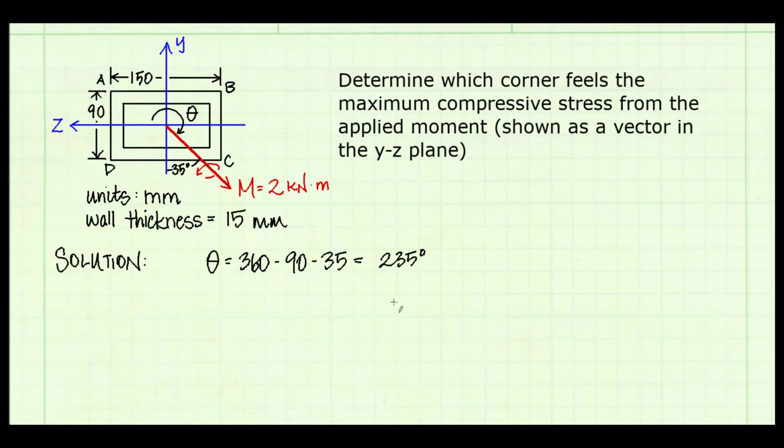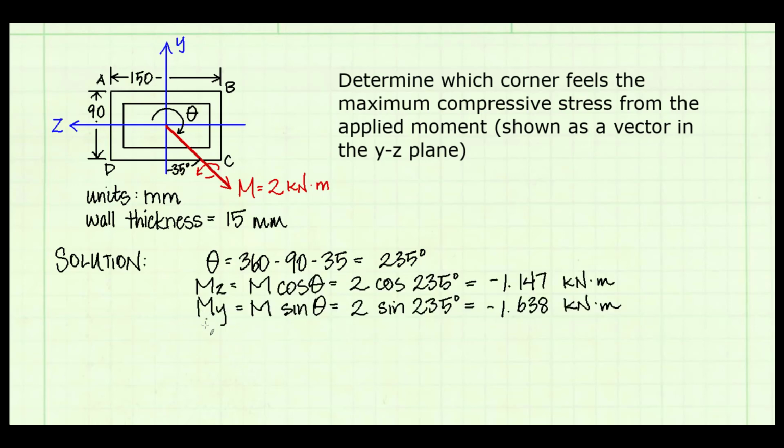And it's positive. Once I know theta, I can find the moment component about the z-axis by multiplying the moment times the cosine of theta, and I get negative 1.147 kilonewton meters. I find the y component of the moment by multiplying the applied moment by the sine of theta, and I get negative 1.638 kilonewton meters. Notice that the sign on both moments is consistent with the coordinate system. The z component of the moment is pointing in the negative z direction, and the y component of the moment is pointing in the negative y direction.